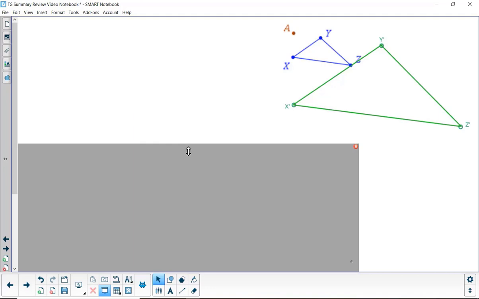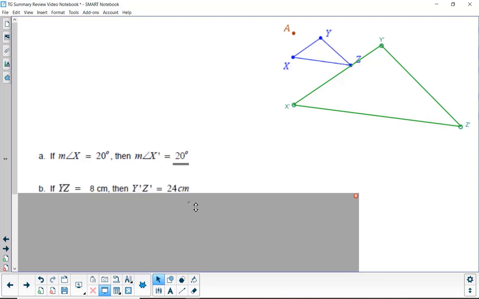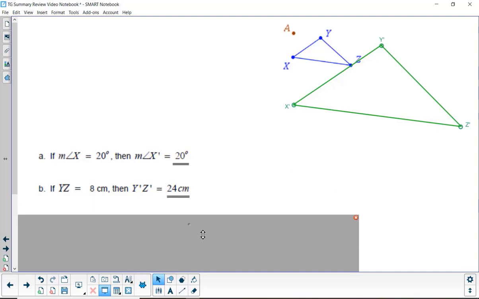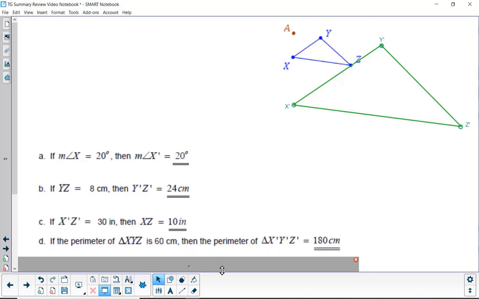So answering parts A through D. If angle X is 20, so is the measure of angle X prime, because the triangles are similar, corresponding angles are equal. It's the same shape, it's a different size. So when YZ is 8 centimeters, its image should be triple that, 24 centimeters. Reversing that, if X prime Z prime is 30, XZ should be a third of that, which is 10 inches. And if the perimeter of the pre-image is 60 centimeters, the perimeter of its image should be triple that, 180. Press pause as needed.